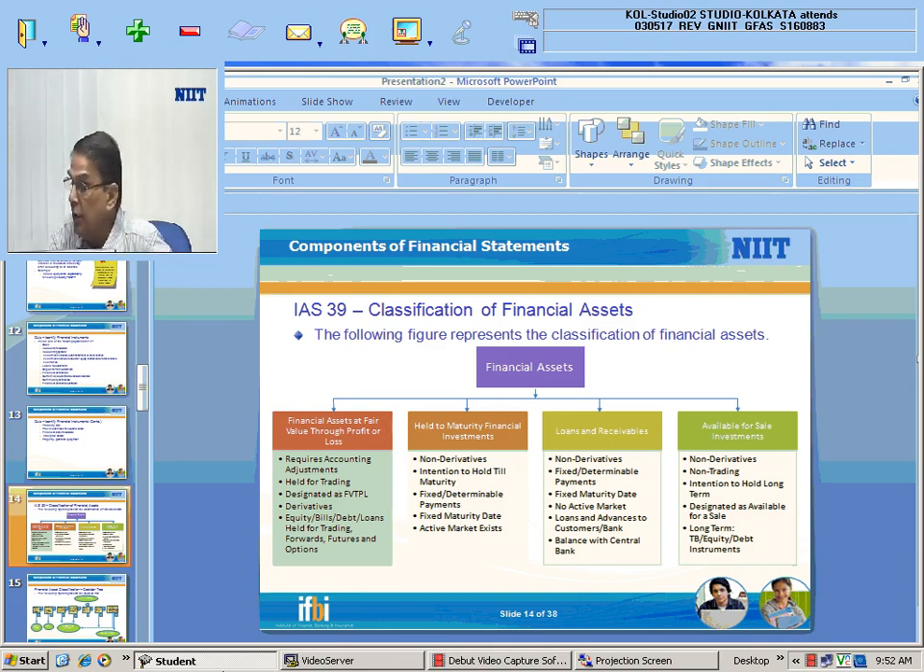For loans and receivables, this category, they are non-derivatives again. Fixed or determinable payments are there. Fixed maturity date is there, but there is no active market, unlike in case of held to maturity financial investment. So there is no active market for this kind of financial assets. Loans and advances to customers, bank, balance with central bank, these are basically in this category.